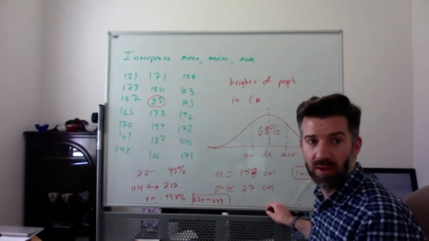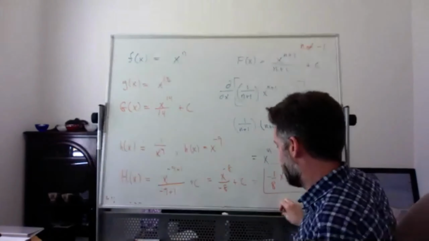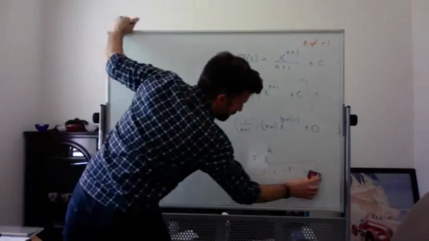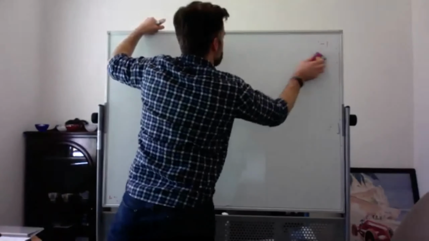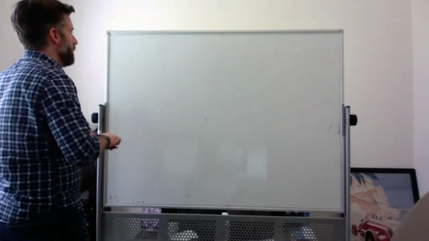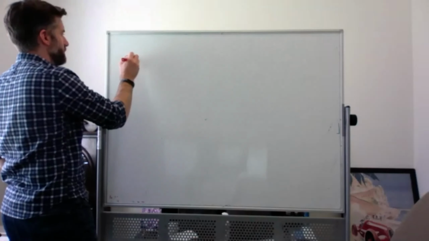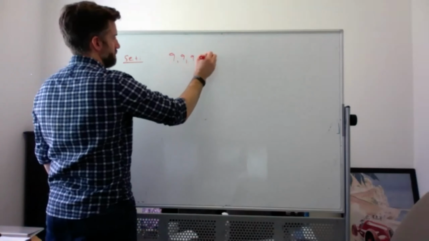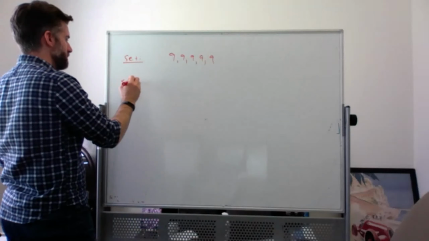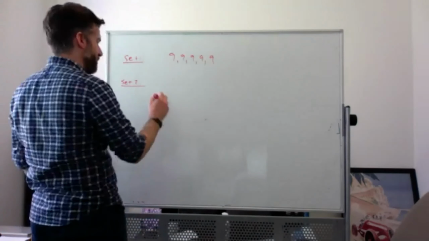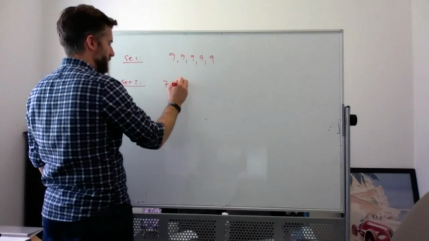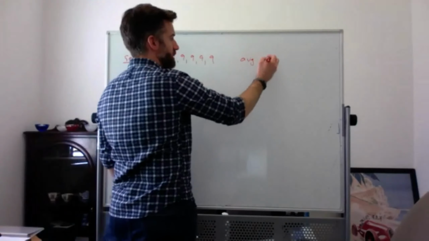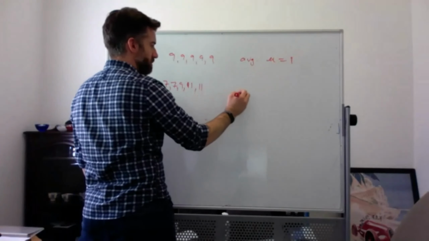If we look at, say, so here's a real kind of dumb example. Here are two real small data sets. Data set one, let's pretend we talked to five people and all their shoe sizes were size 9. Set two, we talked to five people and two of them had size 7s, one of them had a size 9, and two of them had a size 11. So here, the average, or the mean, is definitely 9. Here, the average, or the mean, is definitely 9.